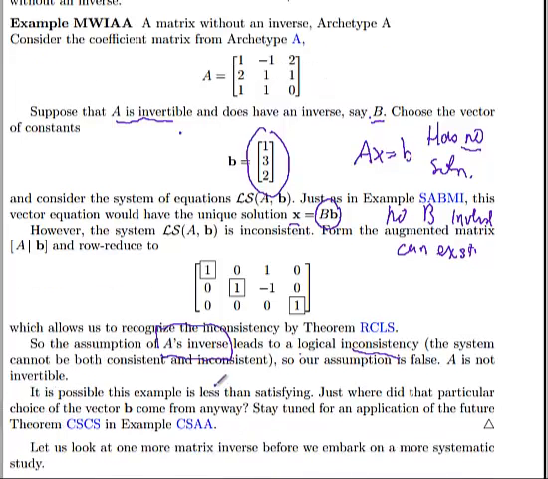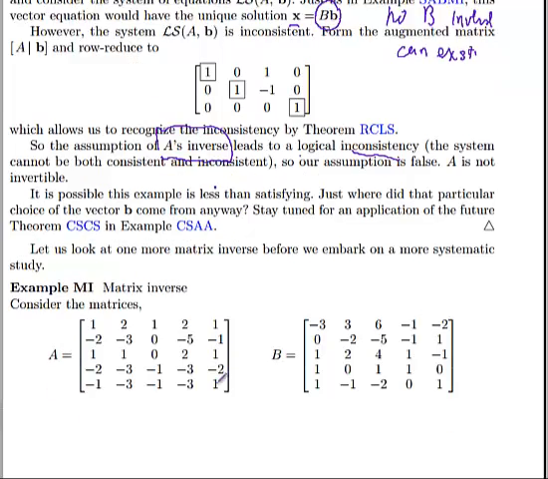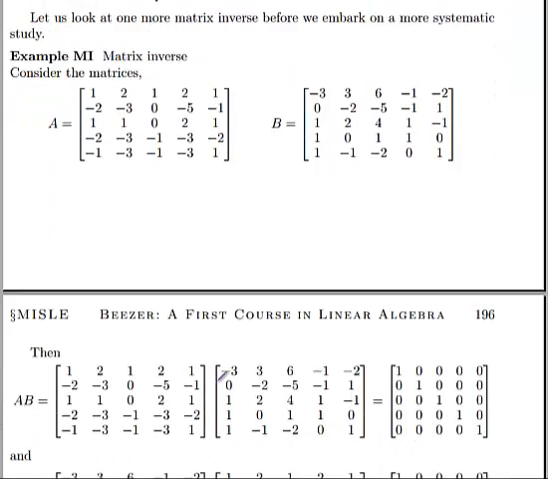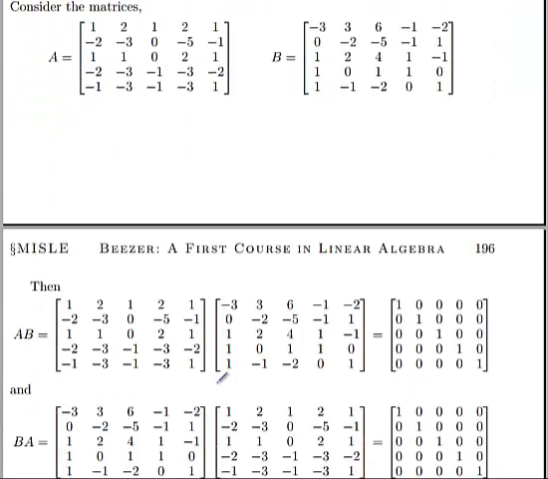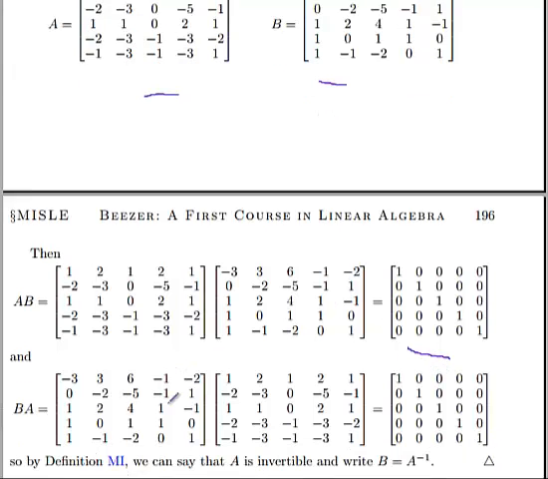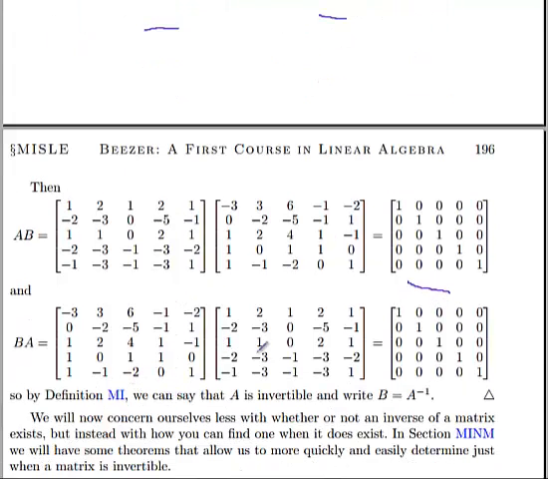Okay, so let's look at one more example. Here we have two matrices out of the blue. And if you do the multiplication by hand or using Sage, you end up with the identity matrix. And strangely enough, if you do the multiplication the other way around, you also end up with the identity matrix.